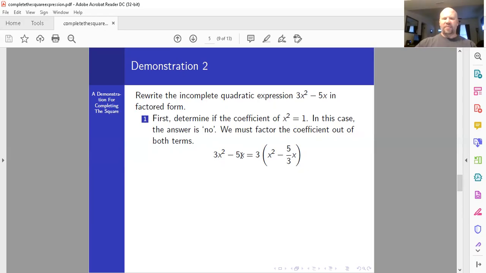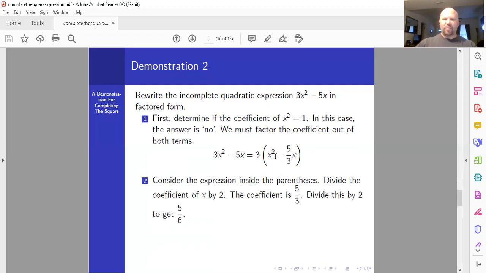3x squared minus 5x can be rewritten as 3 times the quantity x squared minus 5/3 x. All right. If I distribute the 3 on both of these terms, I will get exactly this expression back. So if you have 1 as your coefficient, there's no problem. You just continue on. If you don't have 1 as your coefficient, you're going to have to factor it out. So beware when you have to factor negatives out, because that negative has to come with that number. So be careful of that.